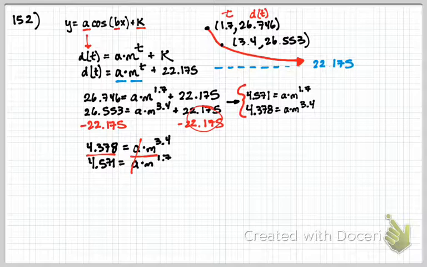What's this 4.378 divided by 4.5? 0.958. Okay, or 0.97. A's cancel. Now, do we divide here? You subtract. 3.4 minus 1.7, which is 1.7. Almost done. We got to get rid of that 1.7 as an exponent.